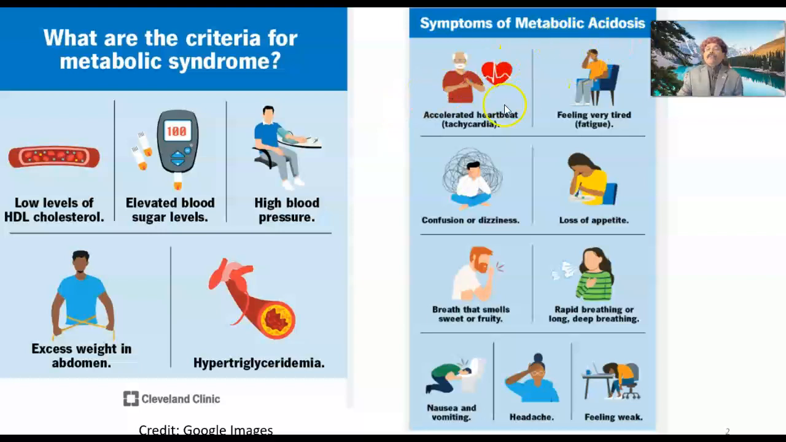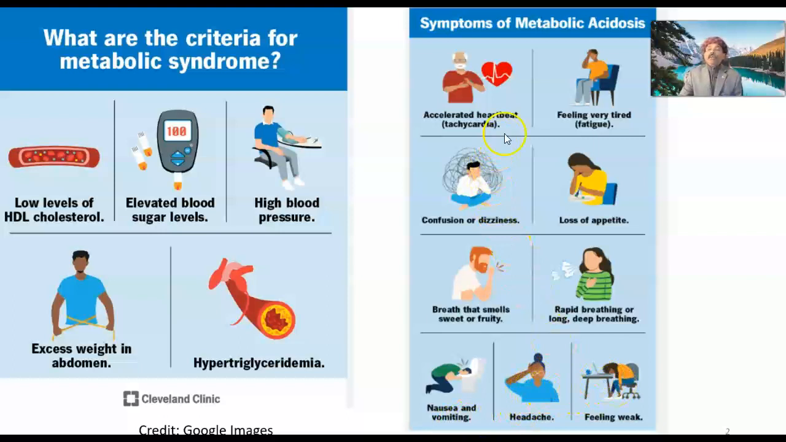Symptoms of metabolic acidosis: there will be tachycardia, increased heart rate, feeling very tired, fatigue, confusion or dizziness, loss of appetite, breath that smell sweet or fruity. This happens in the late stage. We may have diabetic ketoacidosis, and there will be acetone breath, one of the keto acid that come out of the breath. Rapid breathing, long deep breathing, another feature. Then nausea and vomiting, headache, and feeling weak.